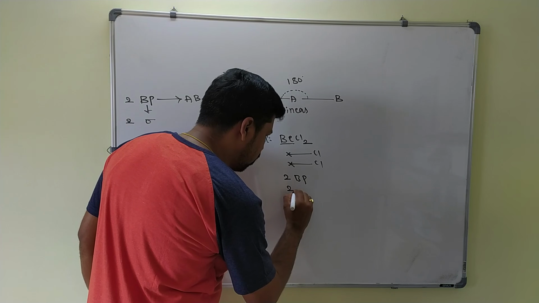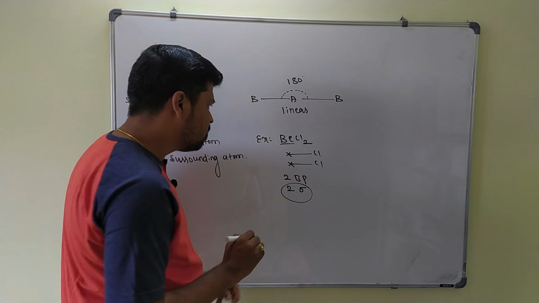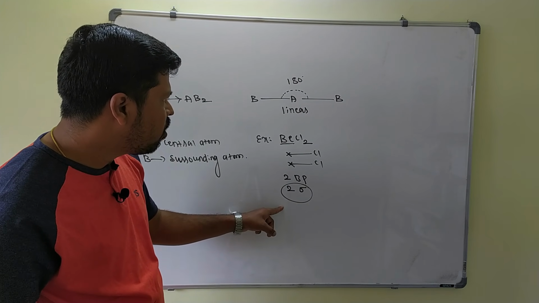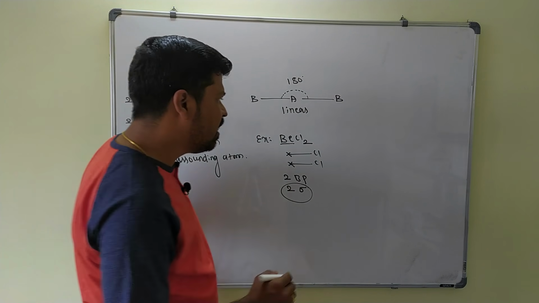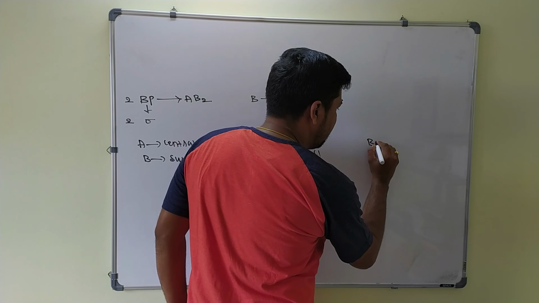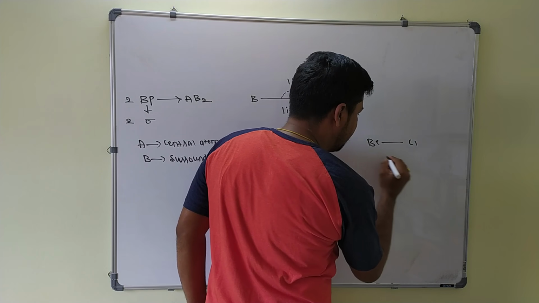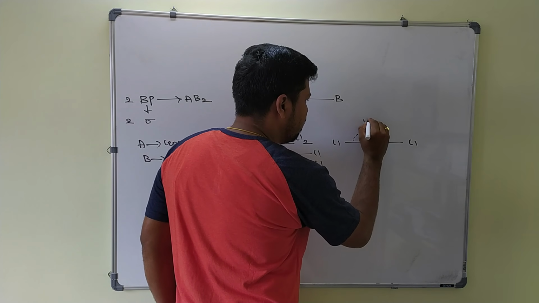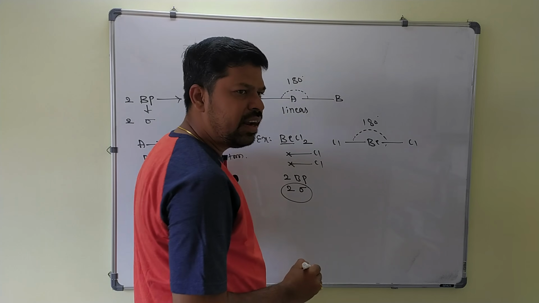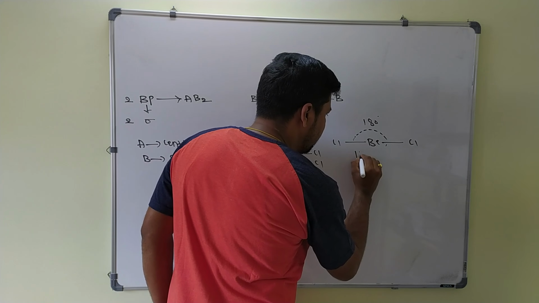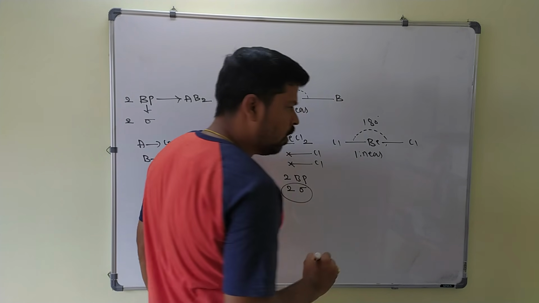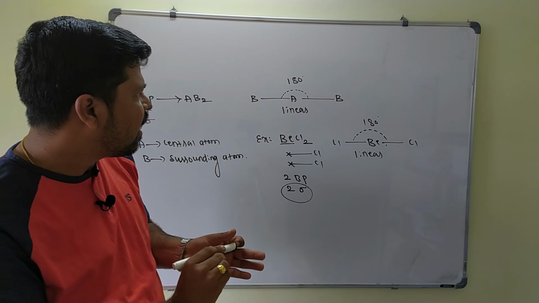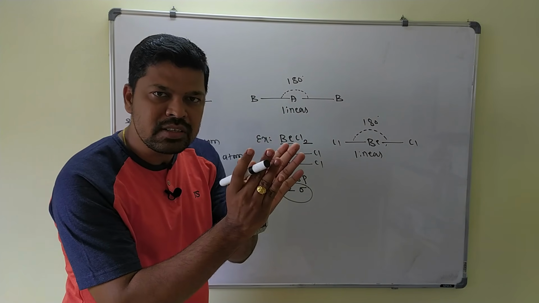2 bond pairs is nothing but what here? 2 sigma bonds. So this molecule has 2 sigma bonds, meaning again the shape of the molecule is what? Linear only. This beryllium is connected to the 2 chlorine atoms in a linear fashion, where the bond angle is again 180 degrees and the shape of the molecule is what? Linear.